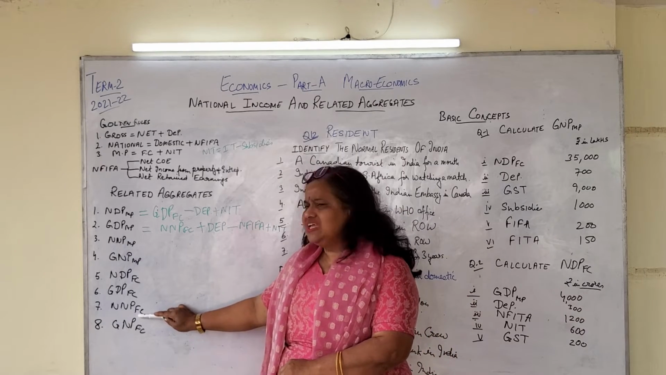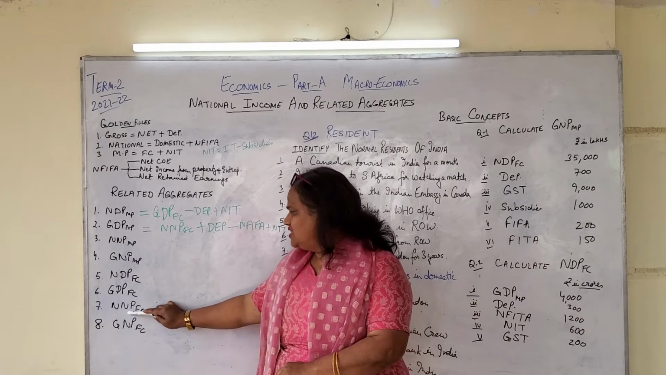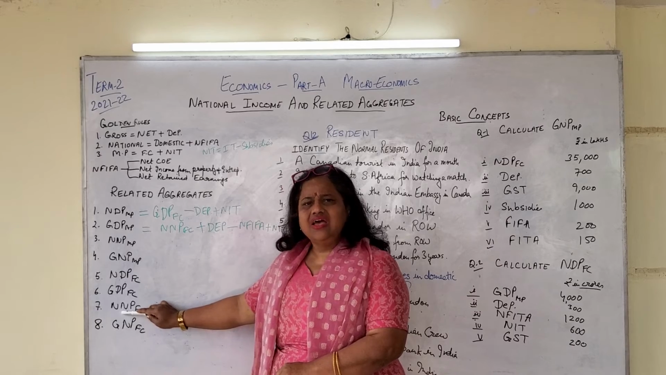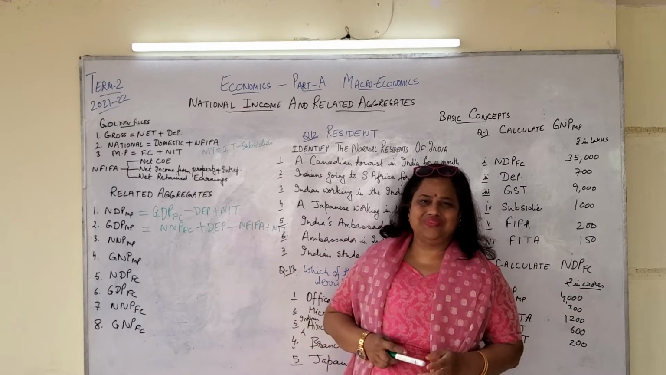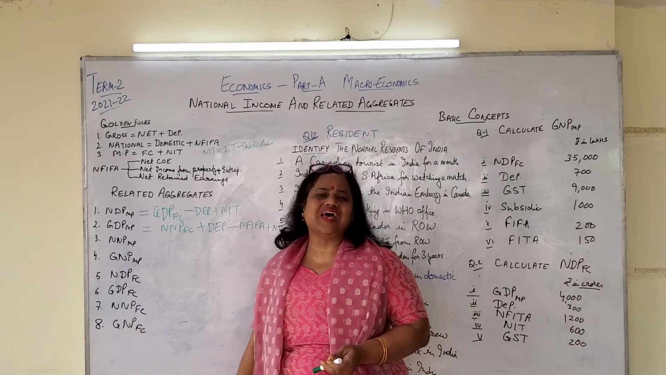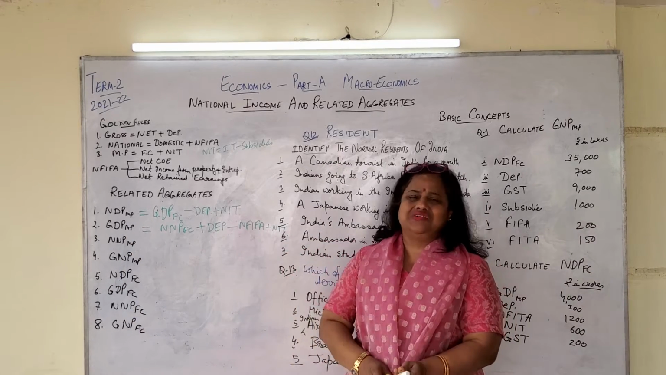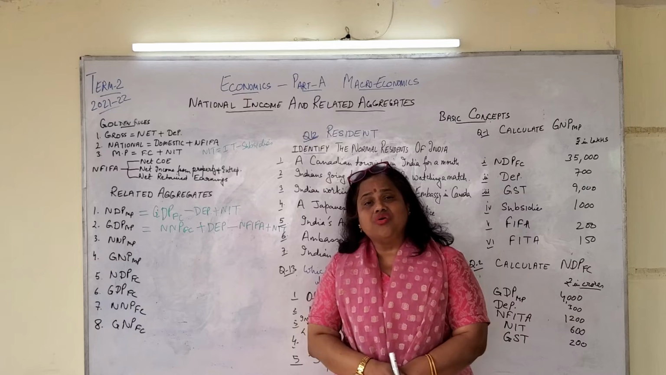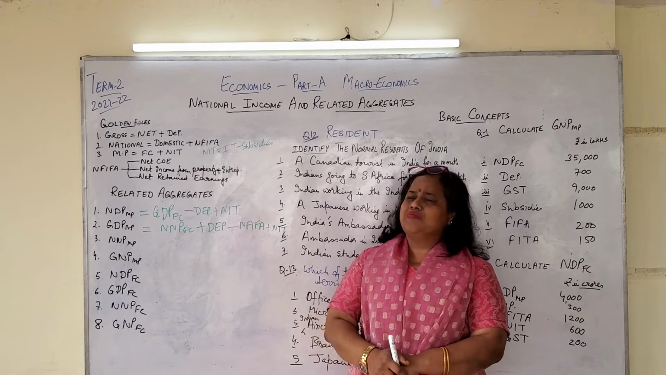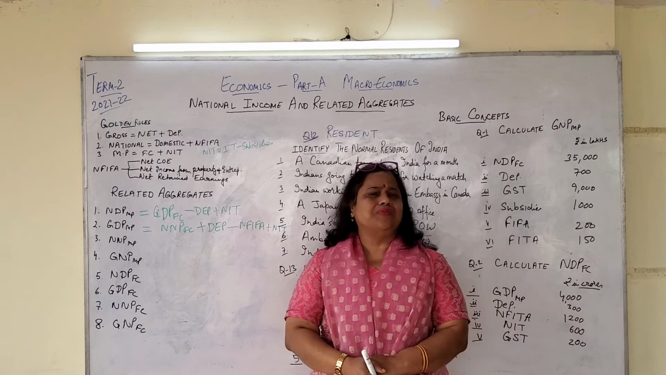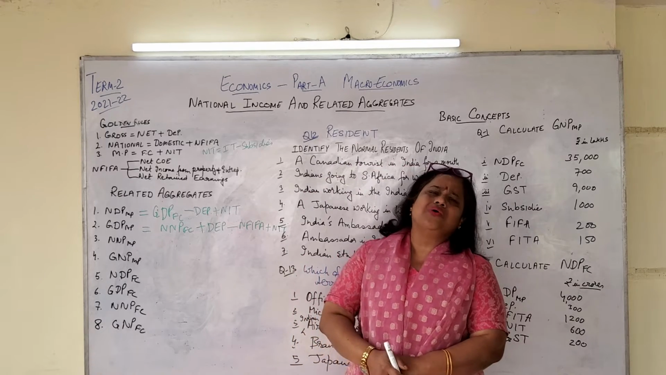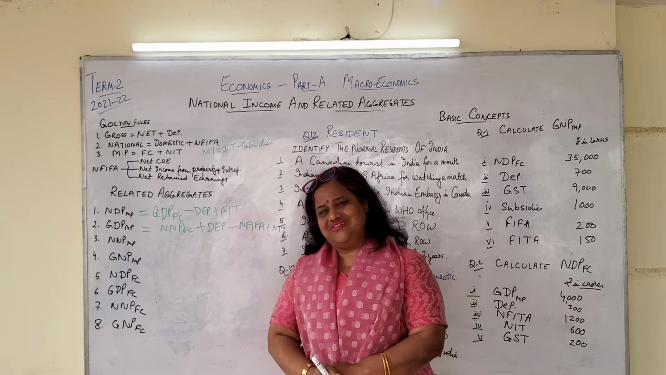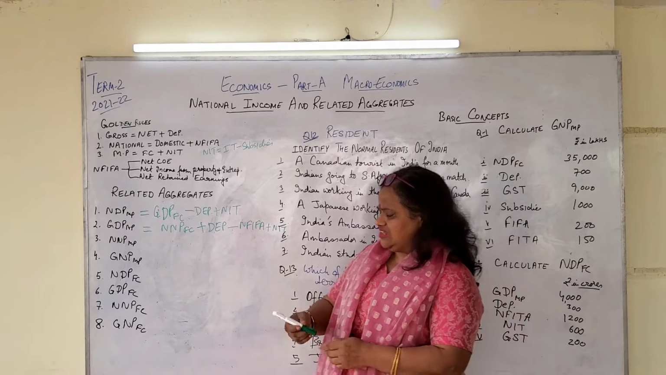Here, factor income generated by the residents, exclusive of depreciation in an accounting year. So children, these are the 8 aggregates and this is how you prepare the definition. No need to rote learn, go for the technique where the most important thing is for domestic you say both the residents and non-residents within the domestic territory, and for national you say only by the residents. So now let's take some more.